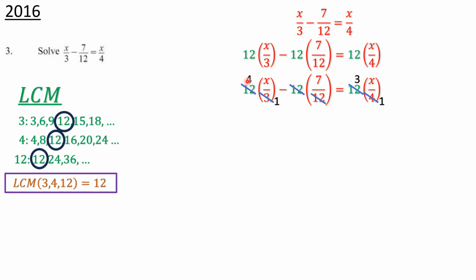And so what do we have? We have 4 times x. 4 times x is 4x. And we're just left with 7, so that's minus 7. And then we have 3x. So 3 times x is 3x.